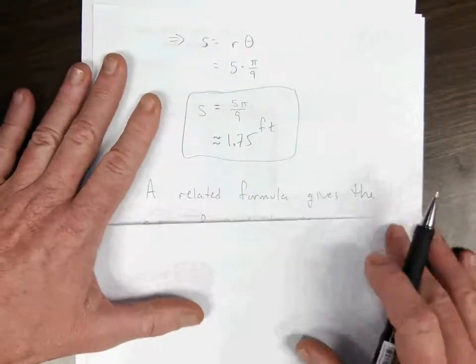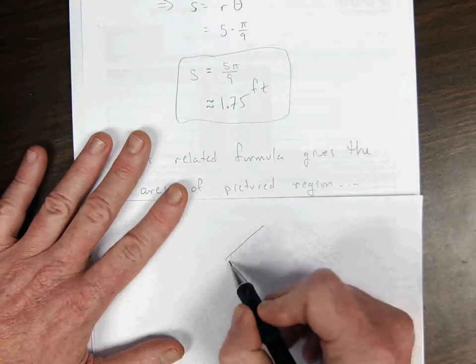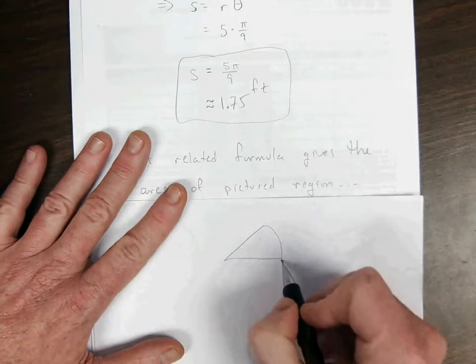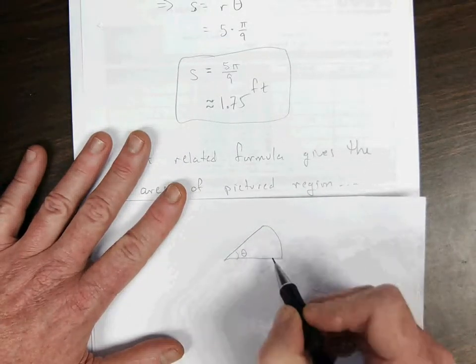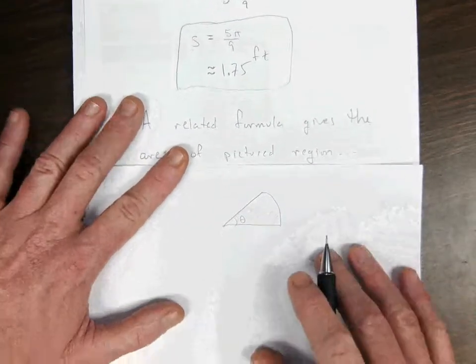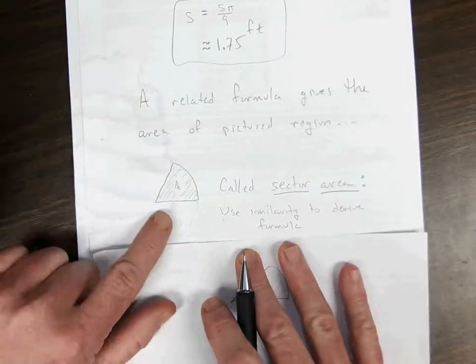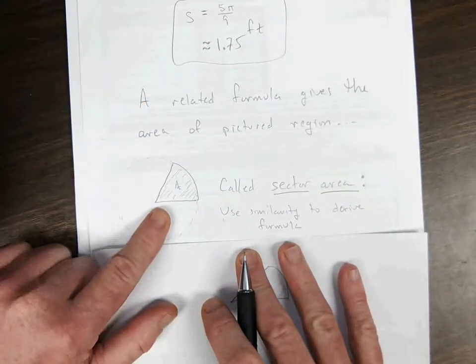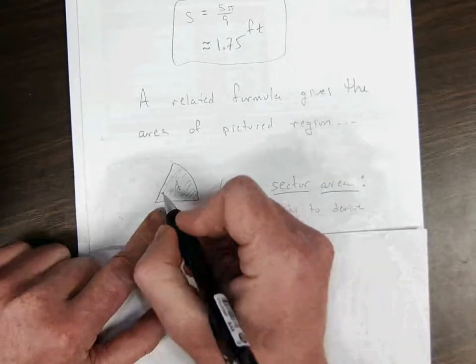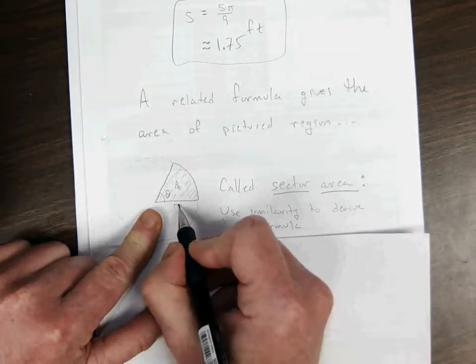And then there's a related formula that gives the area of that pictured region. So whenever we have these kind of pictures like this, that's called a circular sector, and we're talking about how to find the area of that thing. All right, and so the way we do that is we look at the picture, and we can actually use similarity to figure out what that is. And the key thing is we have this angle theta right here, and we know its radius.